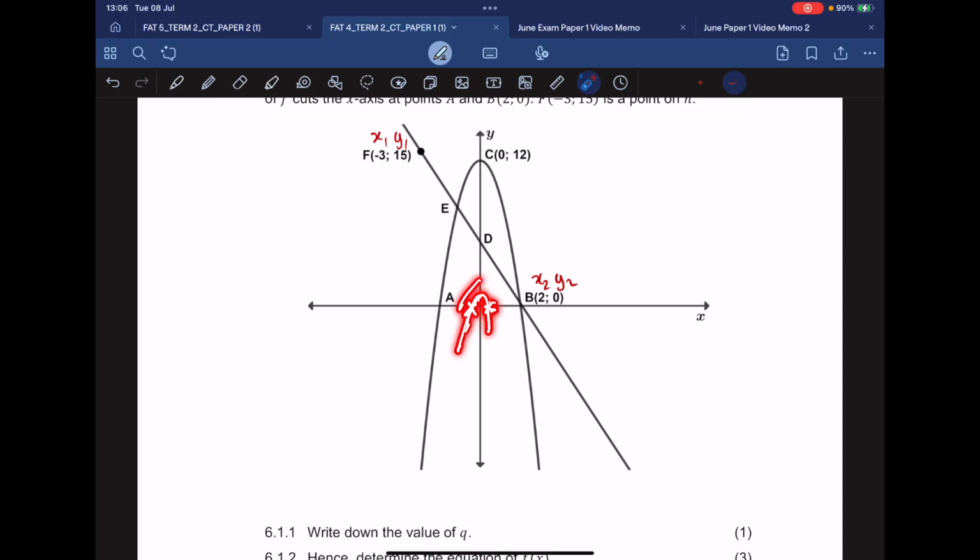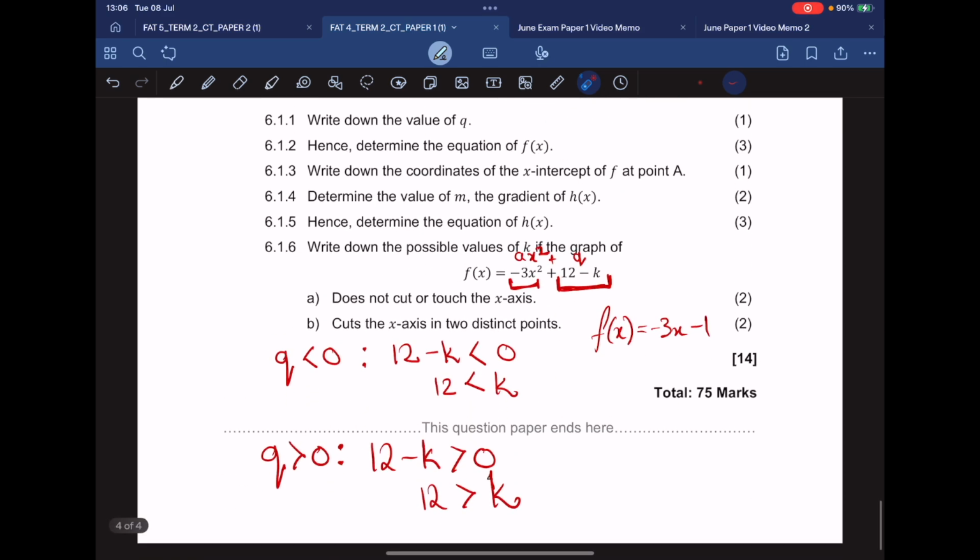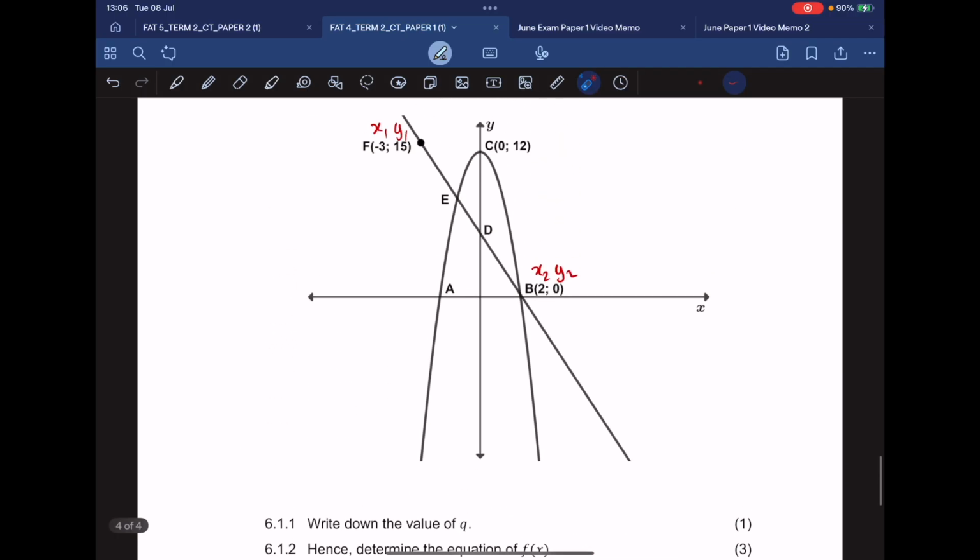And if I choose any number, 1, 2, 3, going all the way up, my graph will cut in two distinct points. So in other words, if K is less than 12, this Q part will always give us a positive answer, and that will then result in our parabola turning above the x-axis and cutting our x-axis in two distinct points.